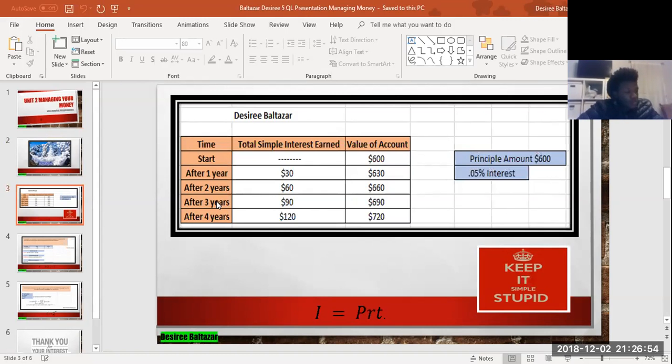This table shows the recalculation of interest earned and value of an account. It calculates next year's interest on the entire value of the account rather than just one principal amount.